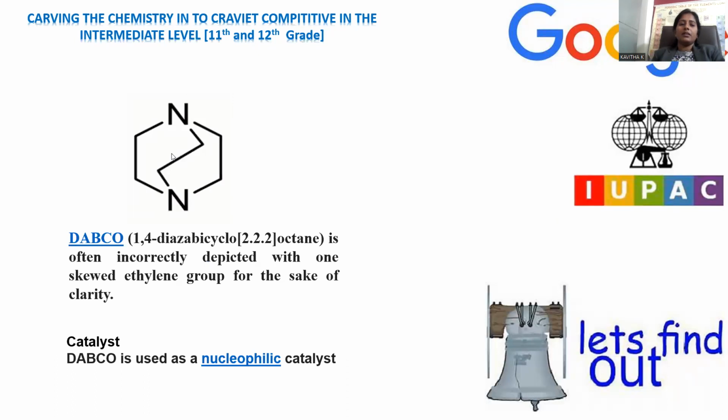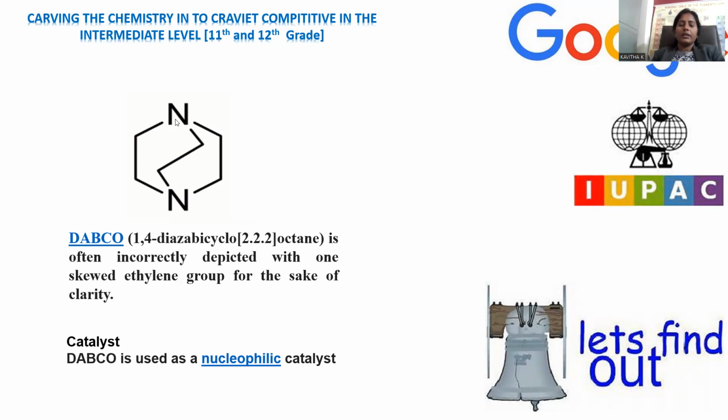Being a bicyclic compound, we have to go for bicyclic system, bicyclo to be mentioned in front. Commonly the compound is said to be DABCO. DABCO is a catalyst which is used in organic chemistry for nucleophilic substitution reactions. It is a synthetically important reagent in the research field. So for this compound, how can we assign the name? That is the task for us, right?